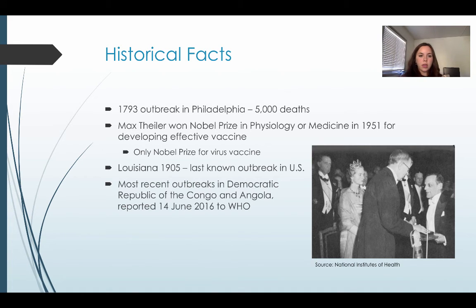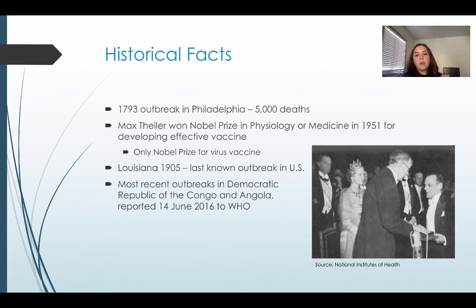U.S. history. In 1937, Max Theiler won the Nobel Prize. He won the prize in 1951, but in 1937, he developed an effective vaccine against yellow fever virus, and he was awarded the Nobel Prize in Physiology or Medicine in 1951. And this was the only Nobel Prize that has been awarded for a virus vaccine, which was interesting.